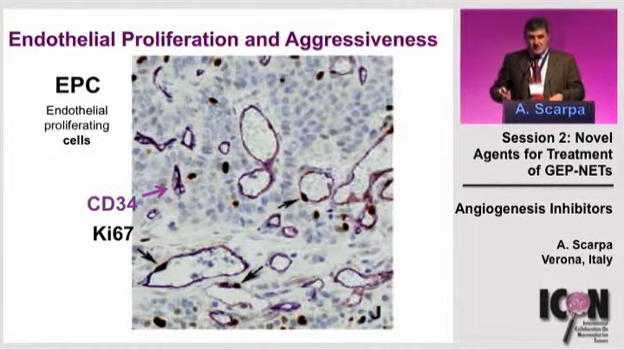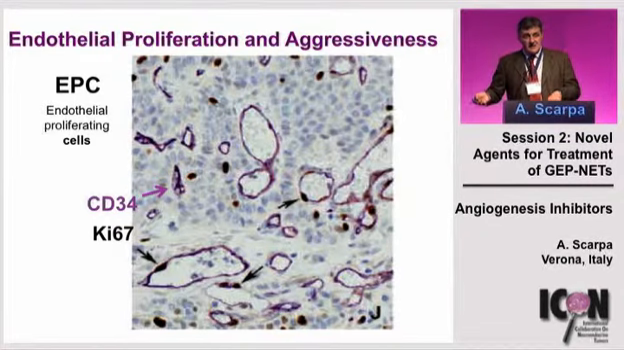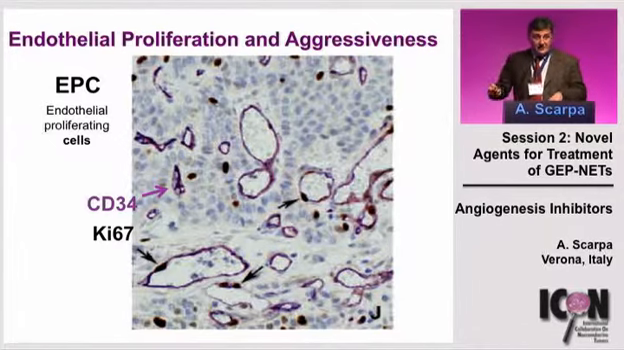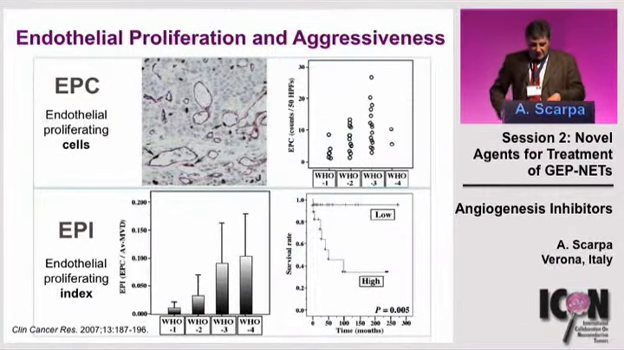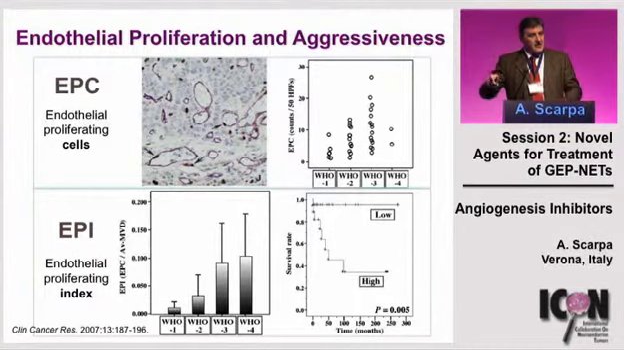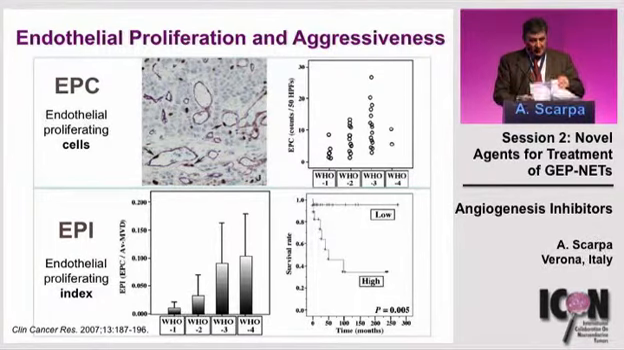What is interesting is also that the epithelial proliferating cells are mainly found in these areas. They showed with double staining, CD34 identifying the endothelial cells and Ki67 the proliferating cells. And what they did show is that the endothelial proliferation index is a prognostic parameter, meaning how many endothelial cells are proliferating among the endothelial cells present in large sheet areas, in the solid areas.